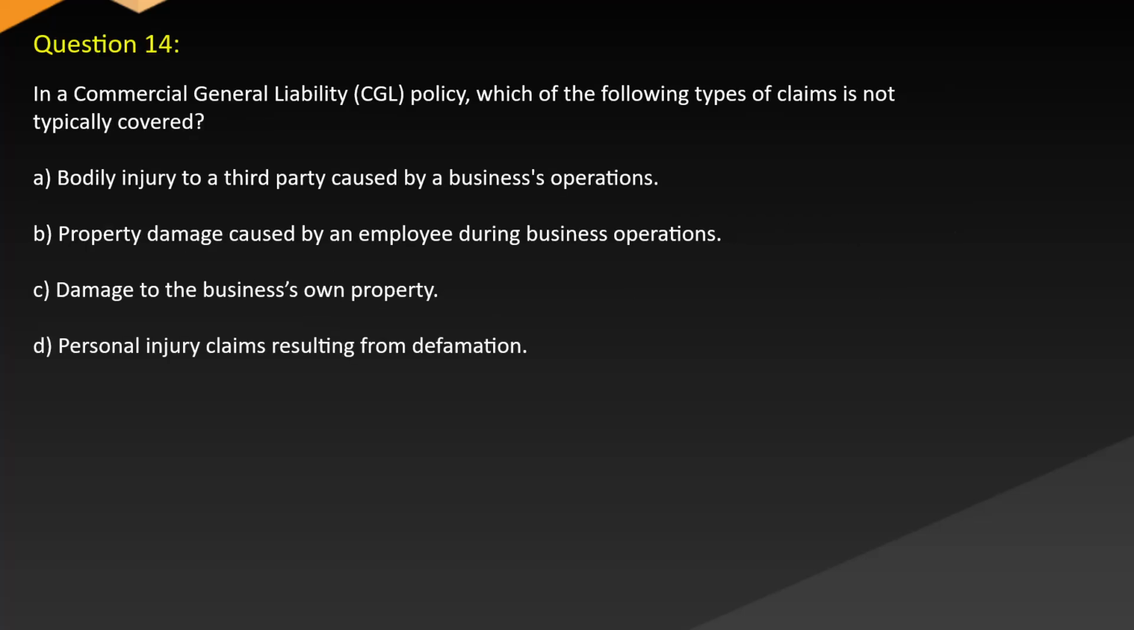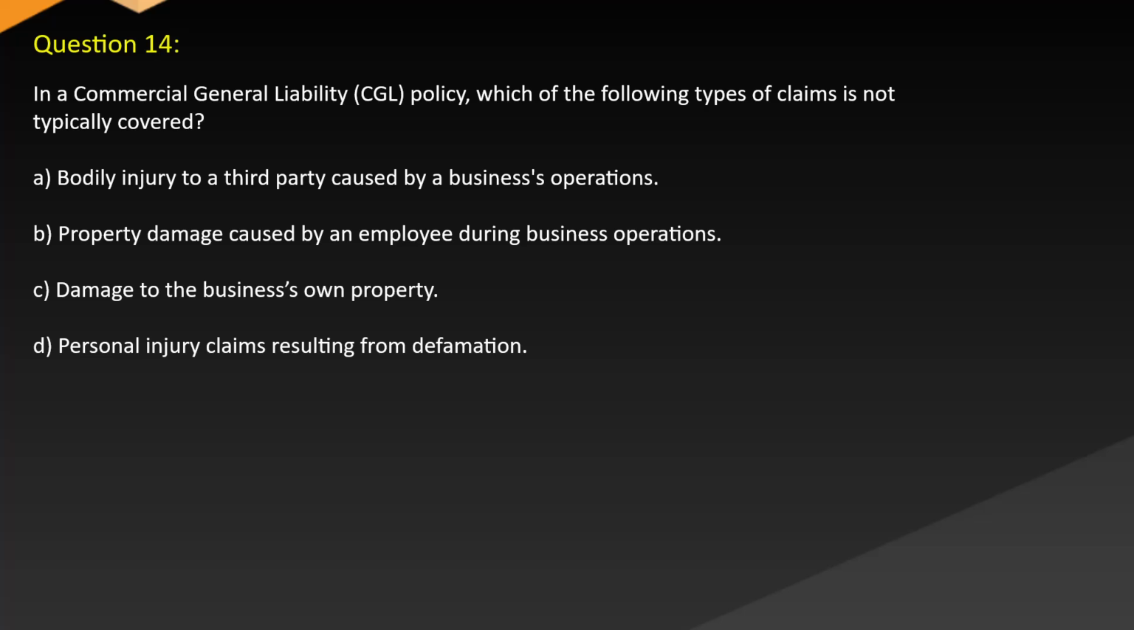Question 14. In a commercial general liability, CGL, policy, which of the following types of claims is not typically covered? A. Bodily injury to a third party caused by a business's operations. B. Property damage caused by an employee during business operations. C. Damage to the business's own property. D. Personal injury claims resulting from defamation.